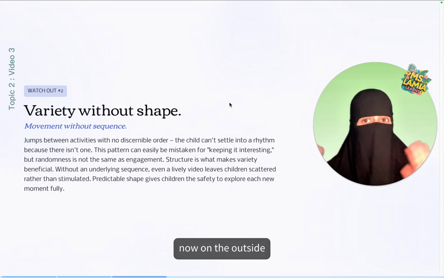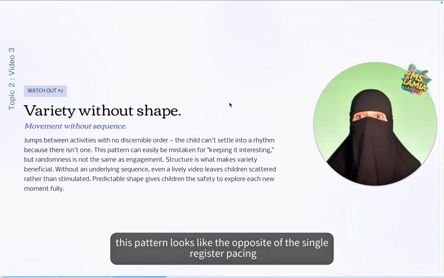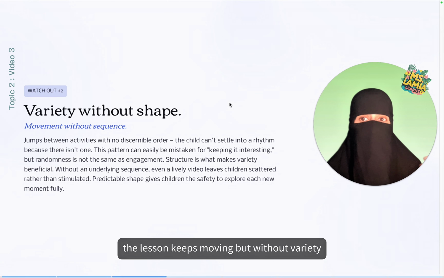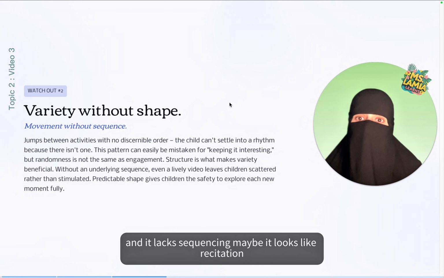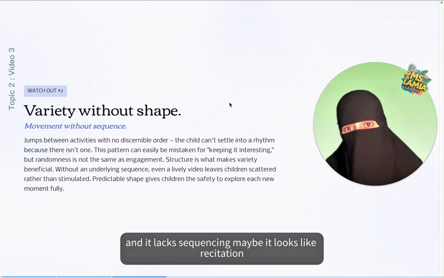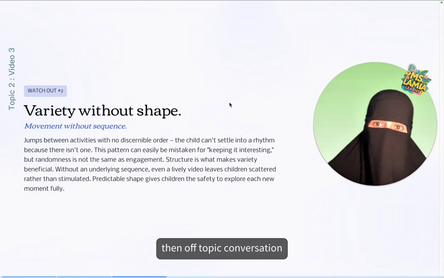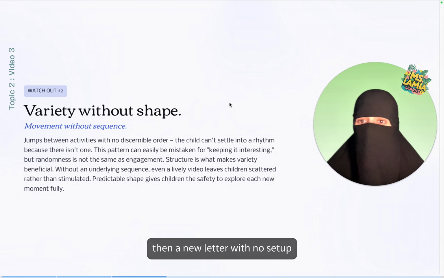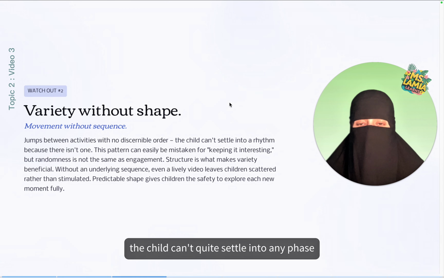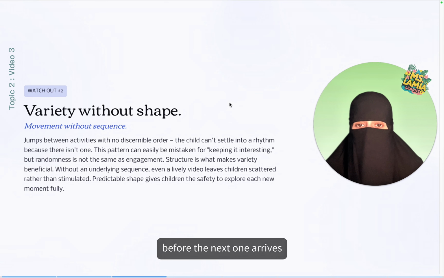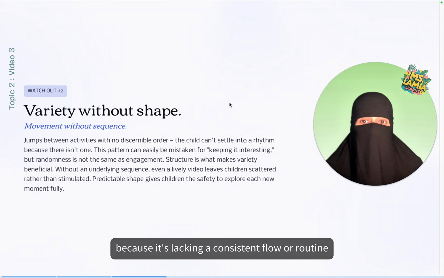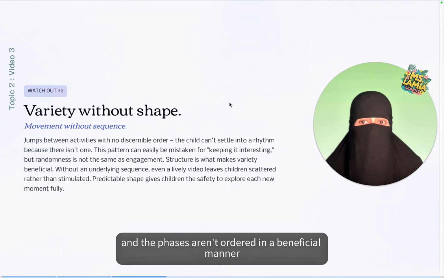On the outside, this pattern looks like the opposite of single register pacing. The lesson keeps moving, but without consistency, and it lacks sequencing. Maybe it looks like recitation, then off-topic conversation, then a quiz, then a story, then a new letter with no setup. The child can't quite settle into any phase before the next one arrives because it's lacking a consistent flow or routine, and the phases aren't ordered in a beneficial manner.